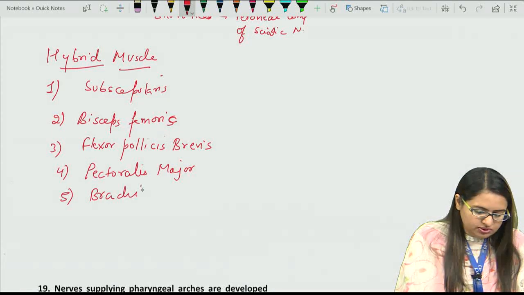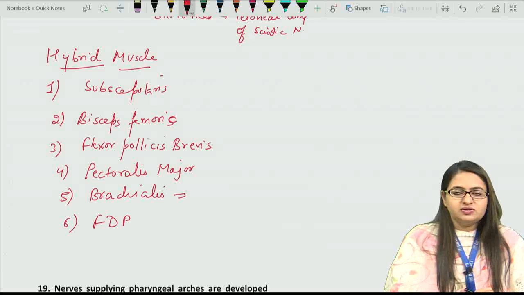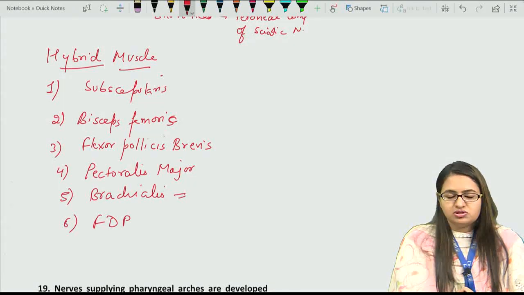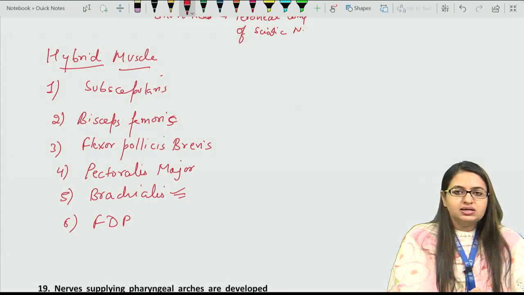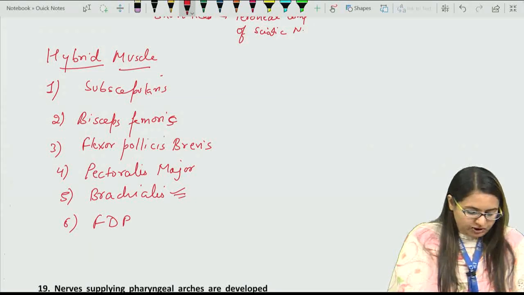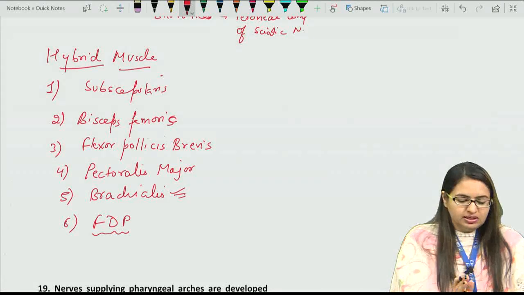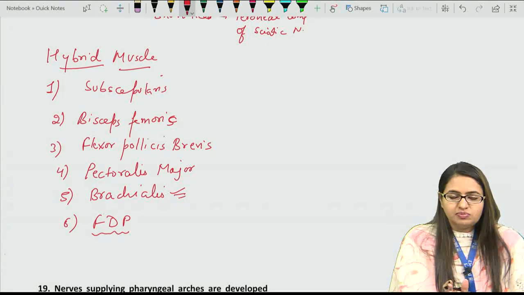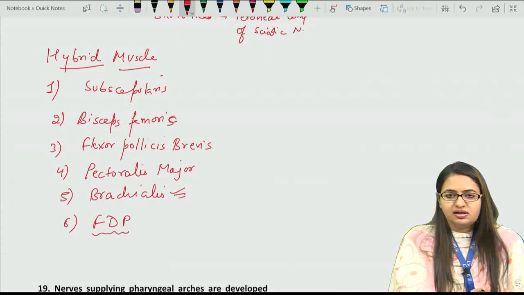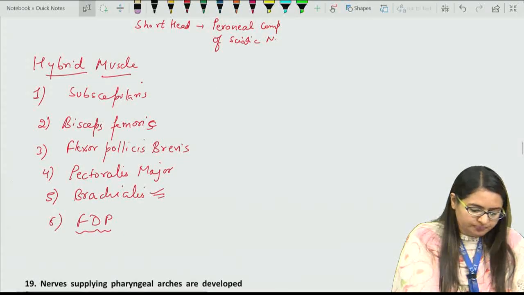It also includes the brachialis muscle as well as the flexor digitorum profundus. The brachialis muscle is supplied by the musculocutaneous nerve. Apart from this, the radial nerve is the one which gives the proprioceptive fibers. For the flexor digitorum profundus, the lateral half is supplied by the median nerve and the medial half is supplied by the ulnar nerve. So it also has a dual nerve supply.